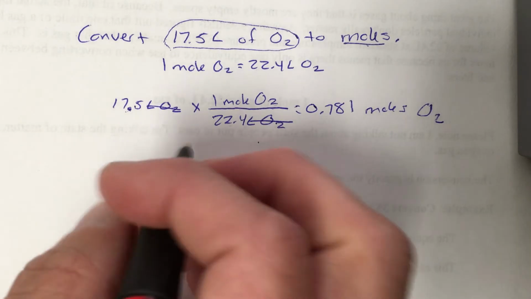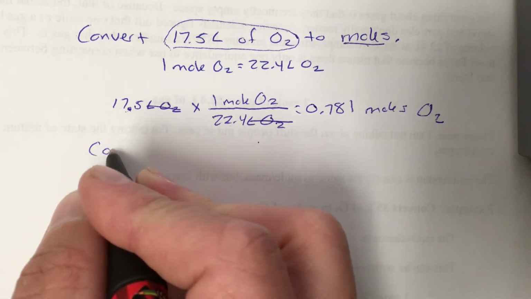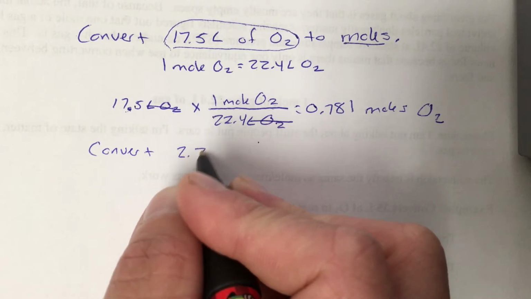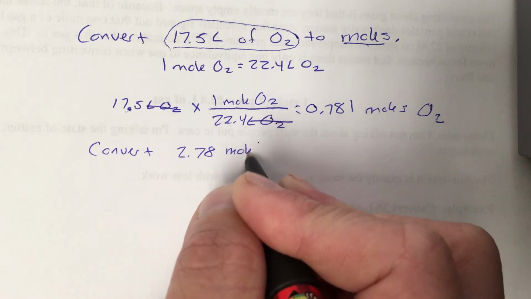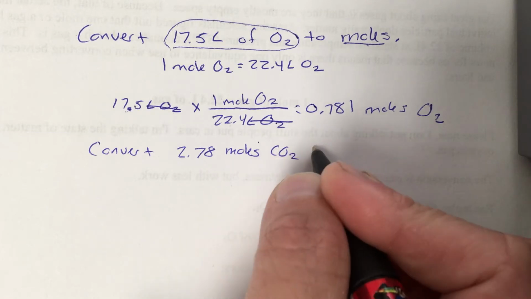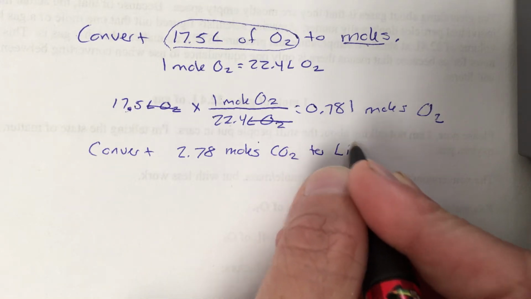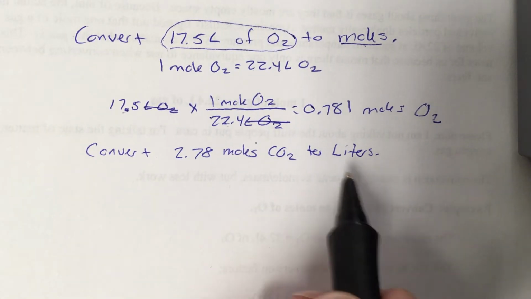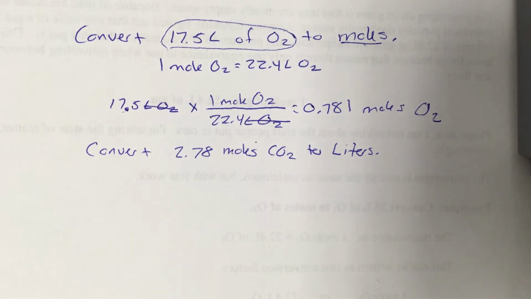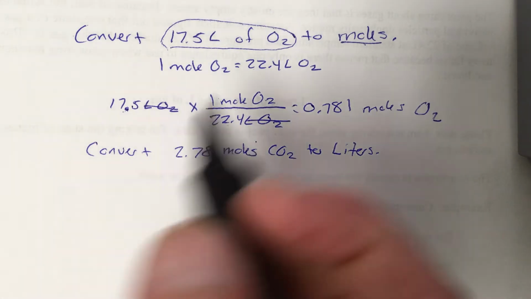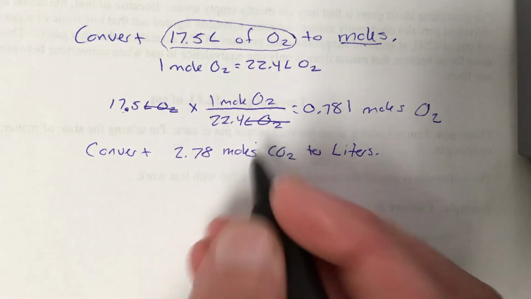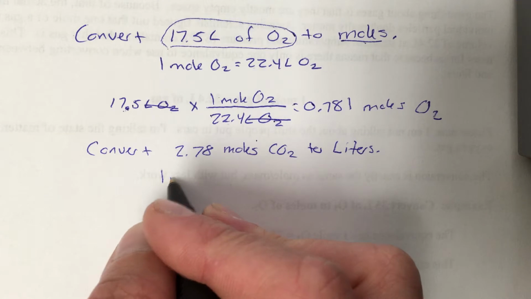Let's take a look at an opposite conversion. We'll convert 2.78 moles of carbon dioxide to liters. Again, anytime liters comes up in one of your questions, you know you're doing a mole volume conversion. And the equivalence is always the same for a mole volume conversion. 1 mole equals 22.4 liters. We'll just use carbon dioxide in there as our substance this time.